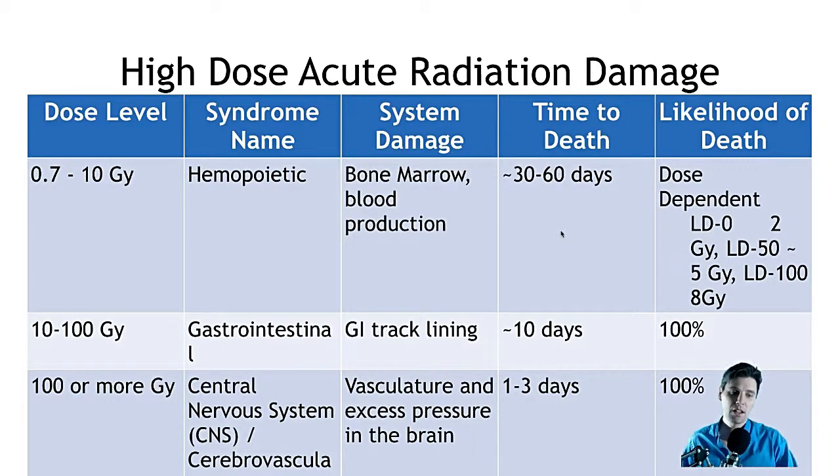And then, like we talked about, the LD0 is 2 gray. So if you get below 2 gray, you're very likely to survive. The LD50, where 50% of the population will die, is at a dose of about 5 gray. And the LD100 is about 8 gray. And then the gastrointestinal syndrome and the cerebrovascular/CNS syndrome are 100% lethal.